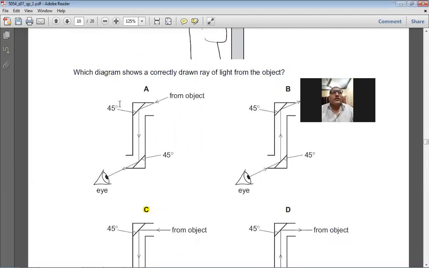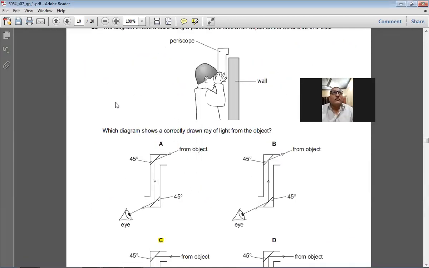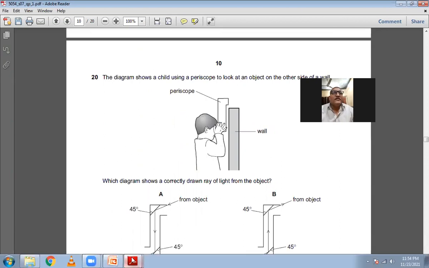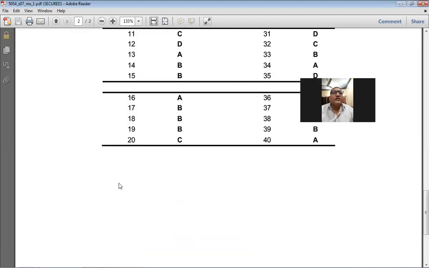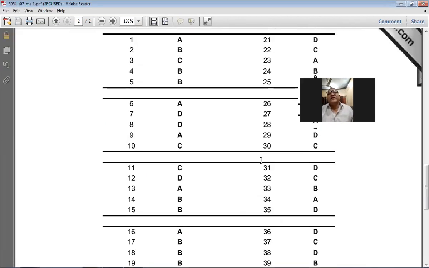Question number 20, C looks the best option. So let's check. Question number 20, C is the right option, sir.